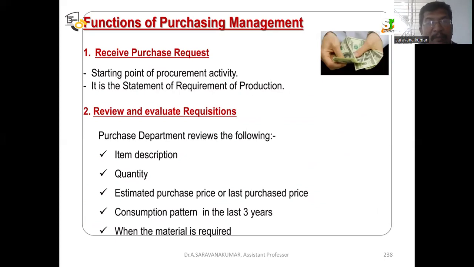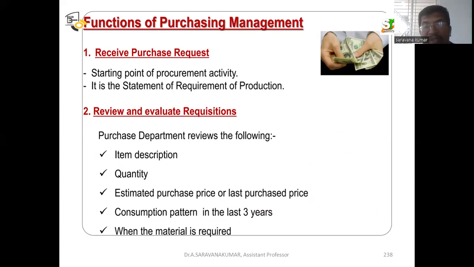Receive purchase request. The starting point of procurement activity is a statement of requirement of production. Then review and evaluate the requisition. You do not accept it immediately, right? You have to review and evaluate that request. The purchase department reviews the following: item description, so what is the item we purchase, quantity, then estimated purchase price or last purchase price. The estimate is nothing but a quotation. Whatever raw materials you are going to purchase, only after you get the quotation can you take a decision.